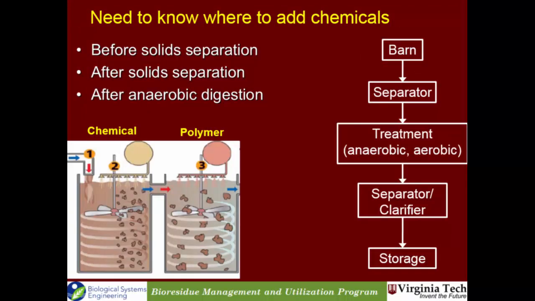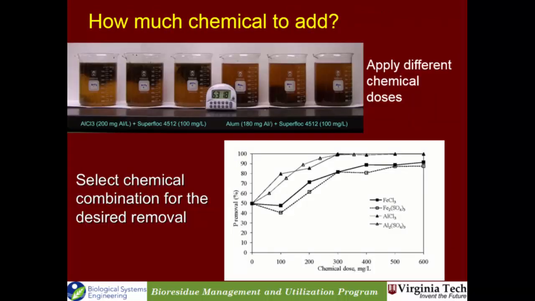While you are using chemicals or trying to design your manure, you really need to know where you're going to add your chemicals, because your chemical demand is going to be dictated by the characteristics of the manure that you treat. The process is pretty straightforward. You have to select your chemical, and know how much of it you want to add. The process is very, very standard.